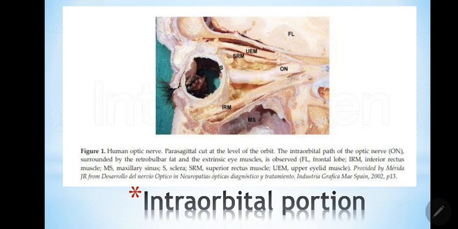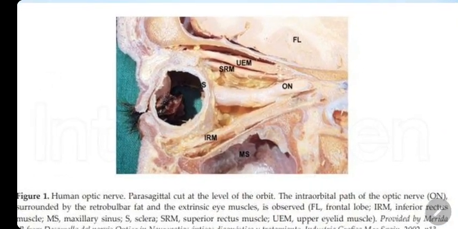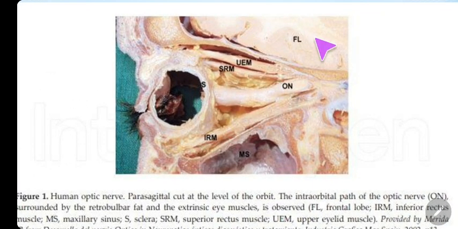Okay. Now what you are seeing is a dissected specimen of the intraorbital portion of the optic nerve. Look here now. This you are seeing is the optic nerve. Can you see here?